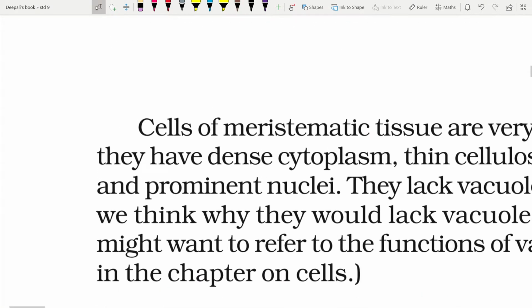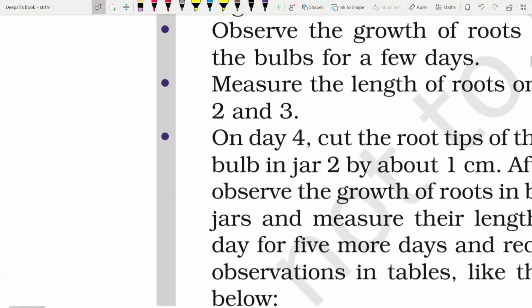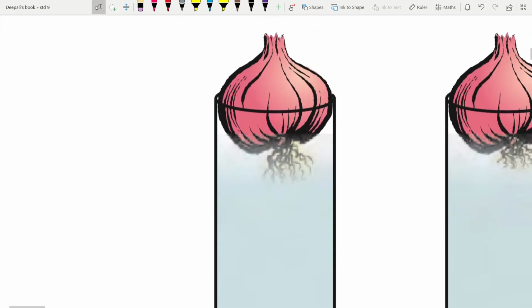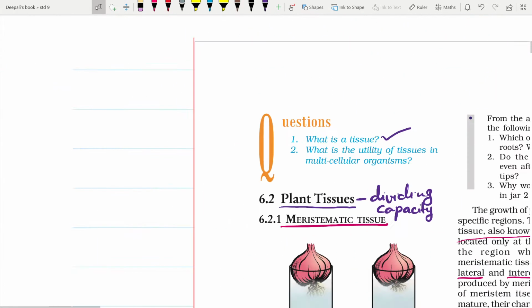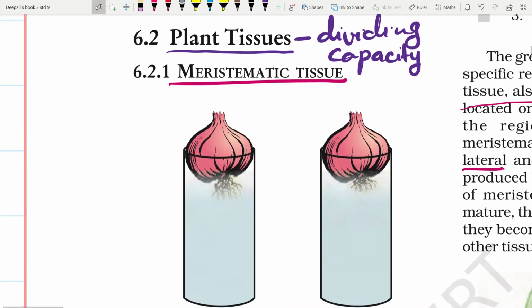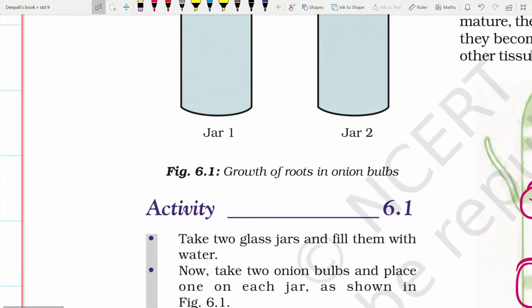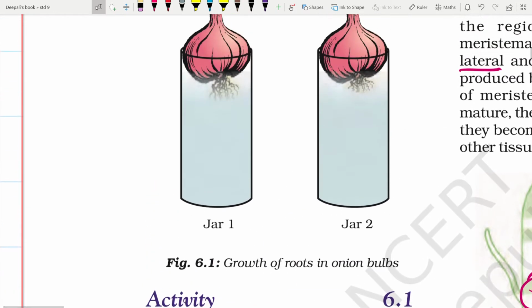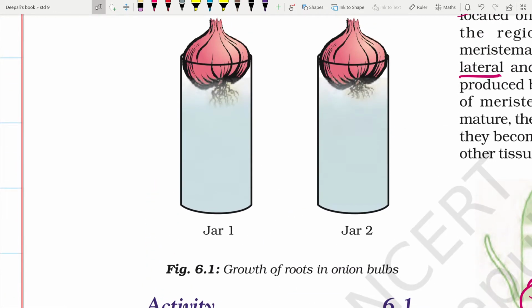Now, what are meristematic tissues? According to the dividing capacity, if the plant tissue keeps on dividing throughout the life, it is called meristematic tissue. Let us see this with the help of an activity. We are going to check the growth of an onion bulb.